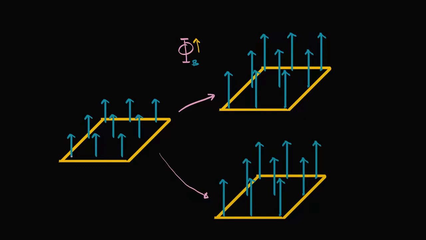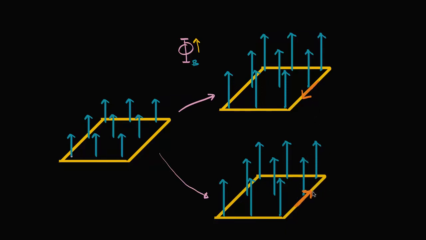We have two options. Let me find a nice color for the current. The current could go in the clockwise direction, or it could go in the counterclockwise direction. So which of these two do you think the current will actually go in? Well, let's think a little bit about it.